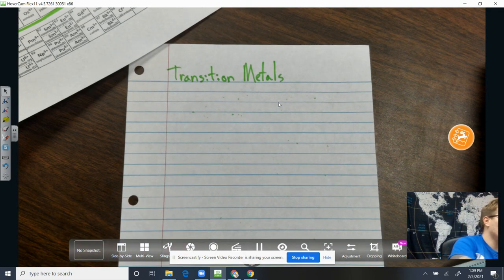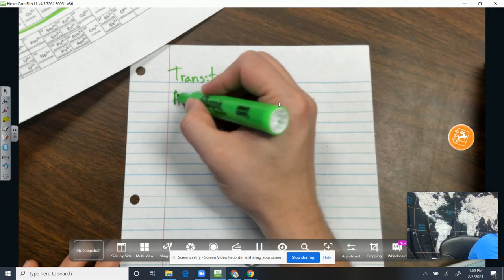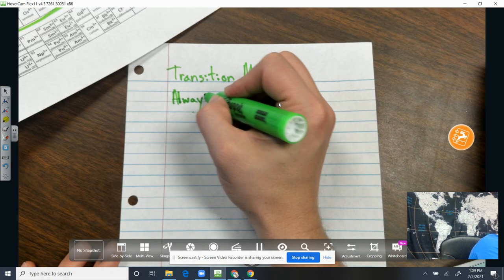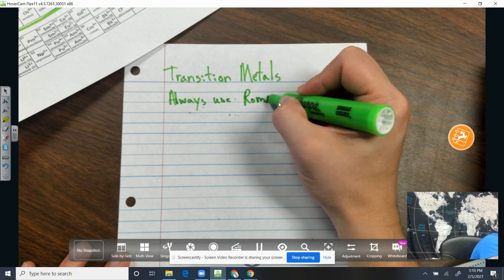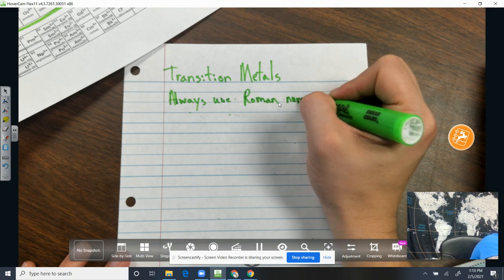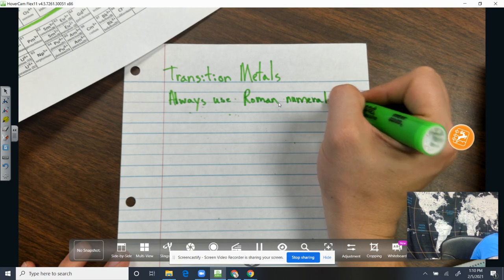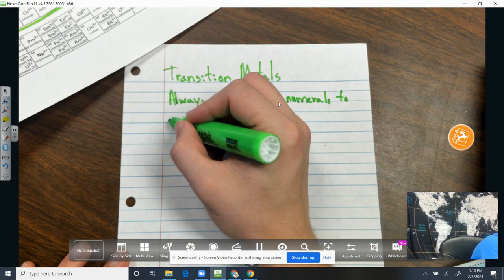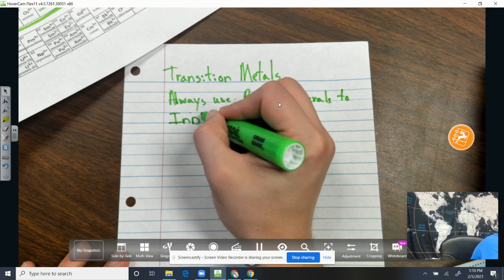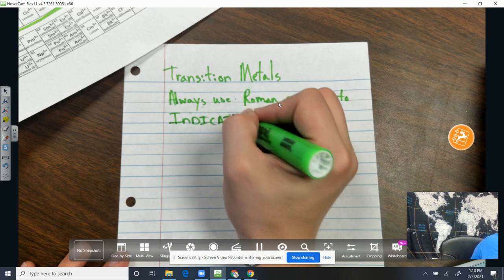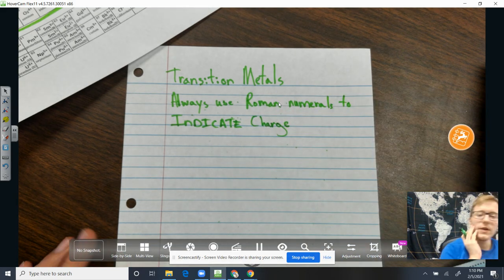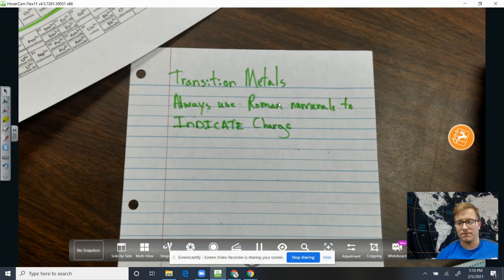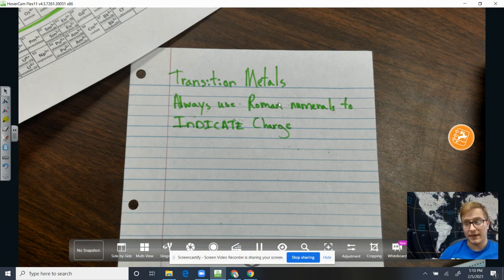We will always use Roman numerals to indicate charge. Roman numerals to indicate charge. Okay? Always use Roman numerals to indicate charge.